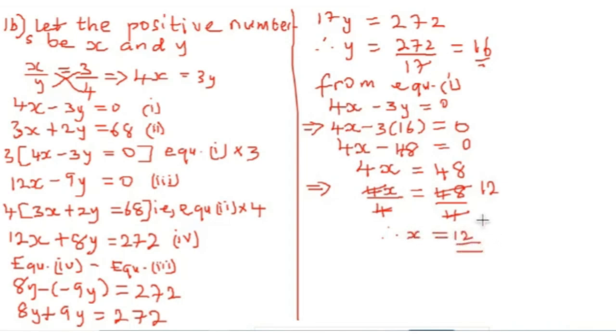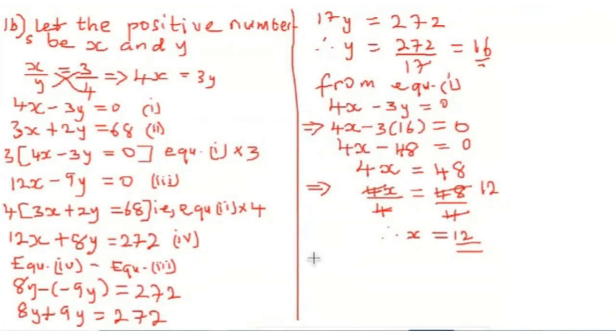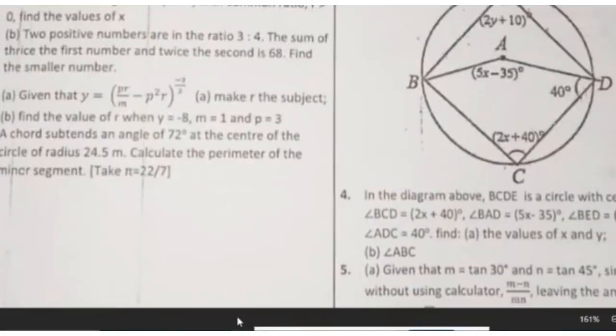So we've been able to obtain the values of the positive numbers. y is 16, x is 12. Let's take a look at it. We say find the smaller number. Clearly, the smaller number is 12. So therefore, the smaller number is equal to 12. So we've been able to solve this question. This is how you approach questions: transforming each line of the statement into appropriate equations and proceeding to solve it as required.